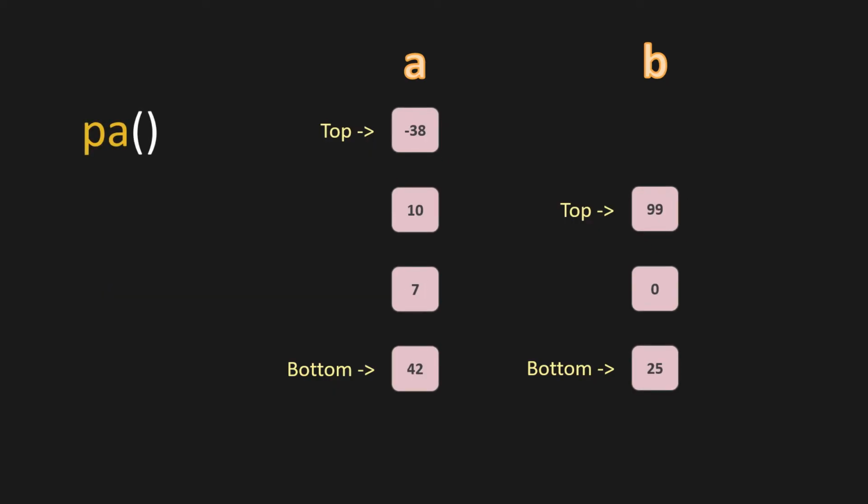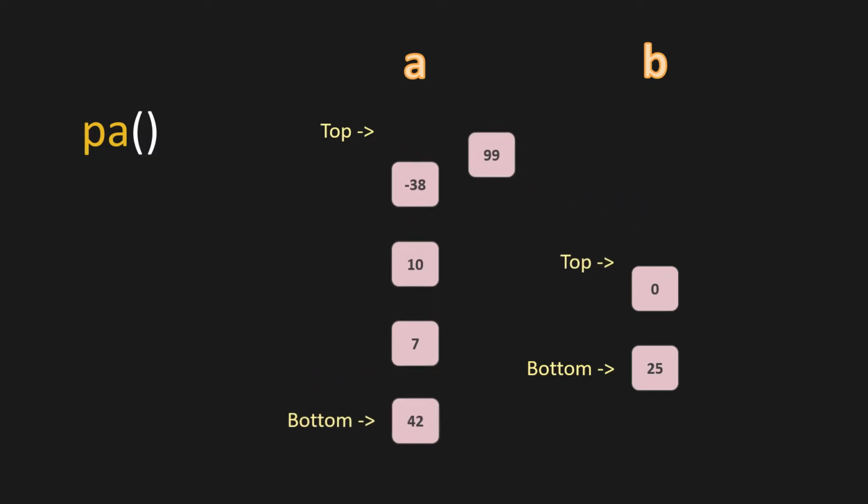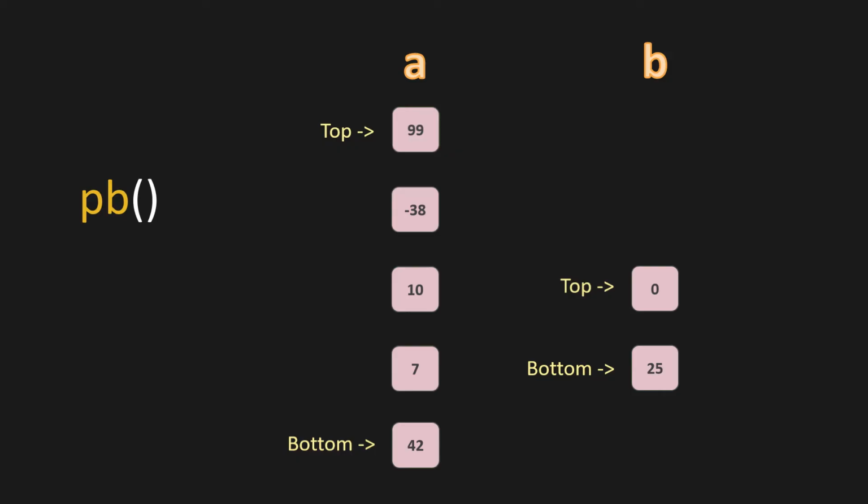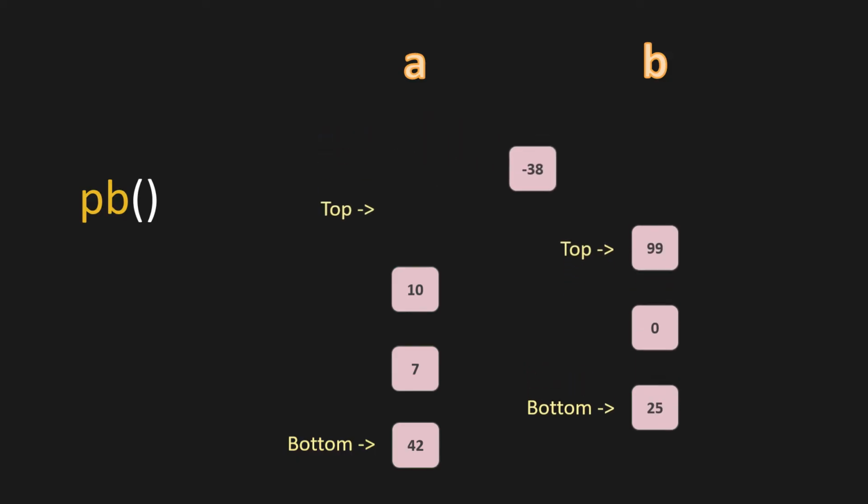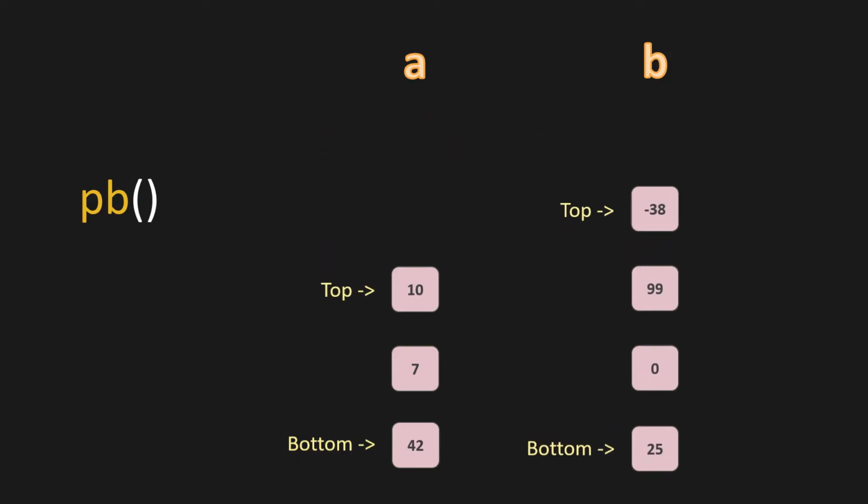Push A means we are pushing the top node of B on top of stack A, and push B means we are pushing the top node of A on top of stack B.